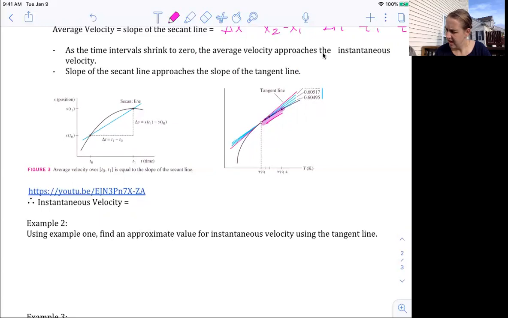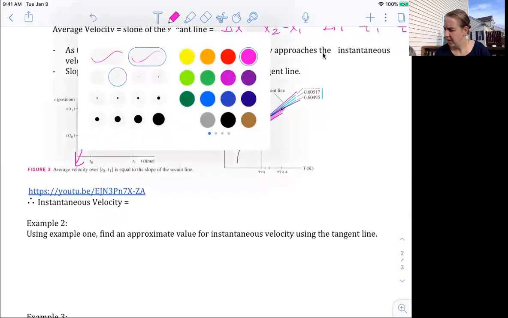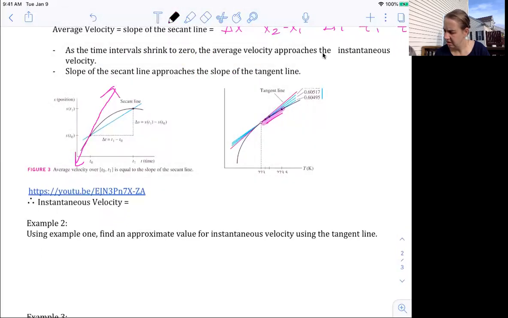If I look at my secant line, as a reminder, a tangent line only touches in one place. So there's my tangent line. So if this point gets closer and closer, there's my next closer point. That's still a secant line, but the slope of that secant line is getting closer to the slope of the tangent line, and that's the idea. And that's what they're trying to show in the right-hand picture.